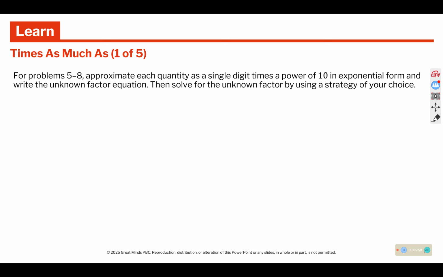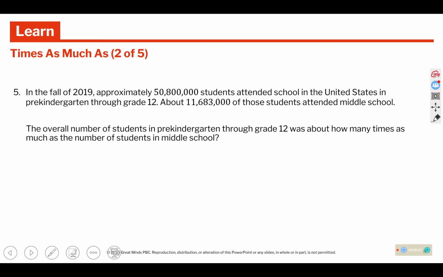For problems 5 through 8, approximate each quantity as a single digit times a power of 10 in exponential form, and write the unknown factor equation, then solve for the unknown factor by using a strategy of your choice. In the fall of 2019, approximately 50,800,000 students attended school in the United States in pre-K through grade 12. About 11,683,000 of those students attended middle school. The overall number of students in pre-K through grade 12 was about how many times as much as the number of students in middle school?